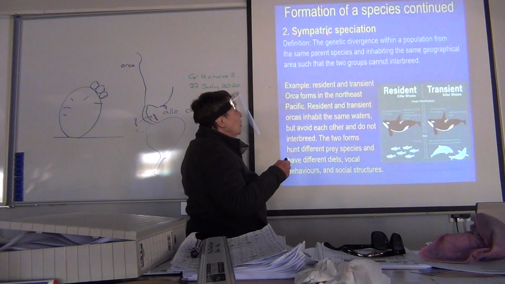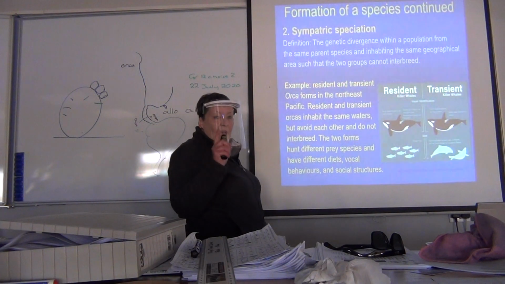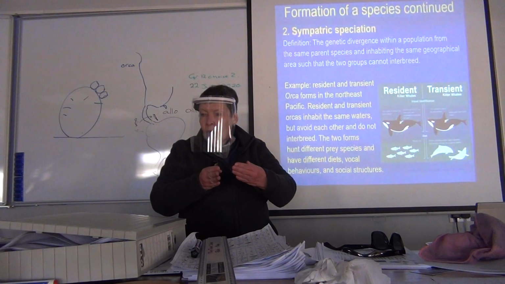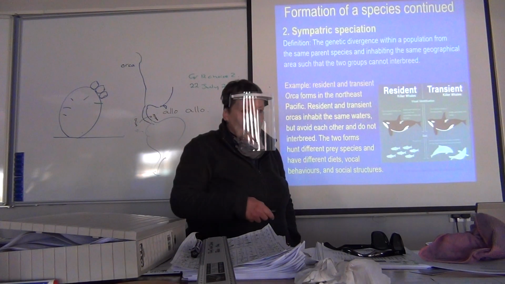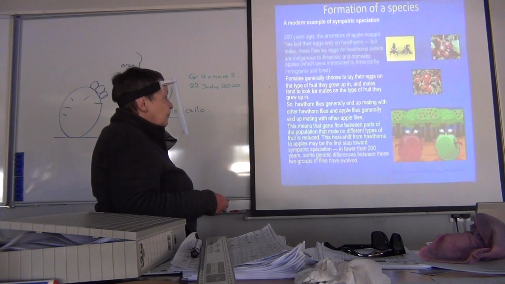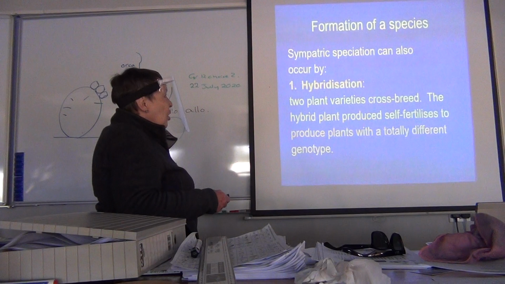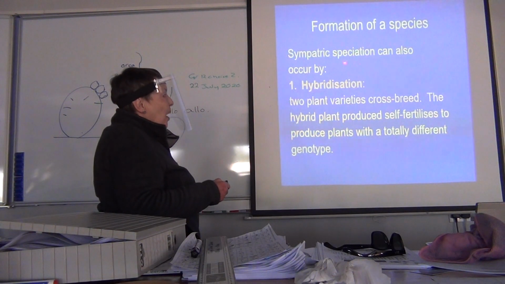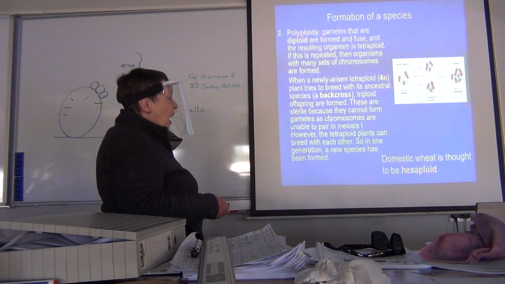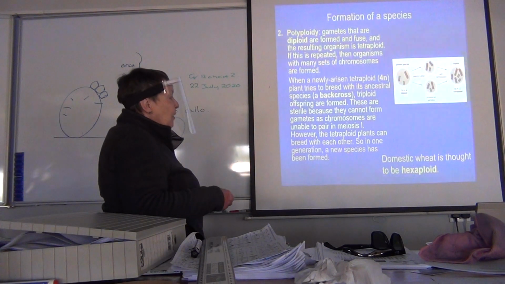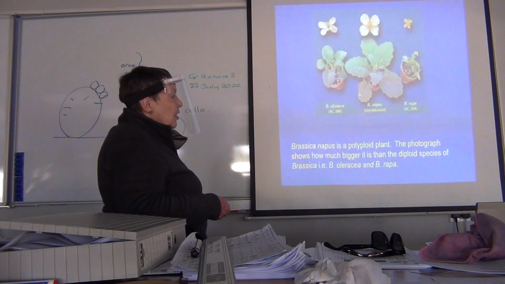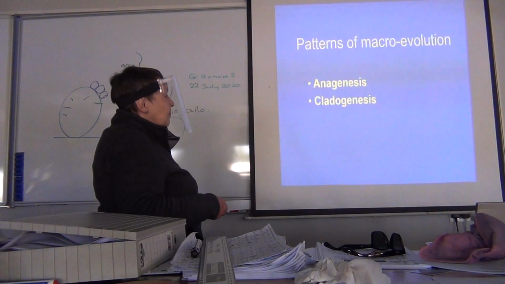So it's sympatric because there's no geographic barrier between the groups. The groups can mingle, they just don't recognize each other as being potential partners. Right, so there are other ways in which sympatric speciation can occur, for example hybridization and polyploidy, which we spoke about in the previous section. But we're not going to get obsessed about that.